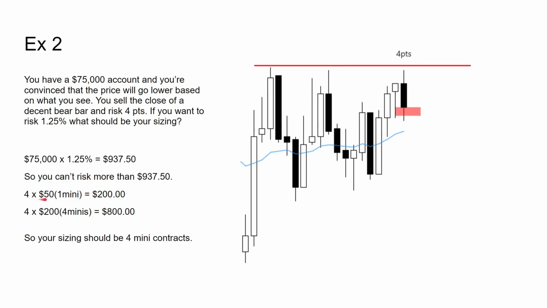Well, if I do 4 times 50 for 1 mini, it'd be $200. If I do 4 minis, it'd be 800. If I do 5, it'd be 1,000. So obviously I can't do 5. So I can only do 4 mini contracts in this scenario.